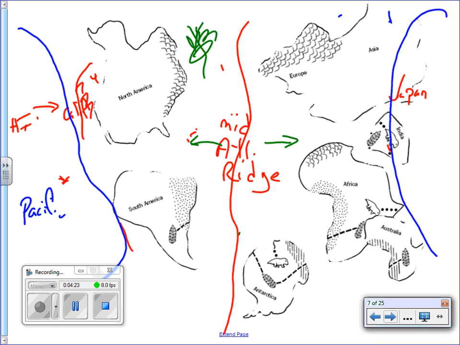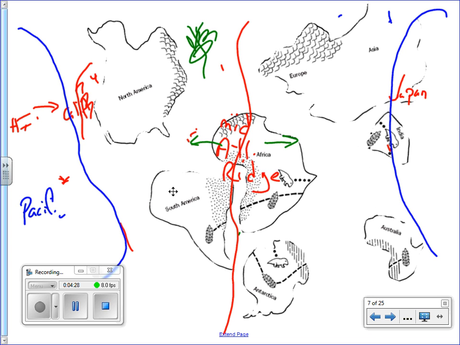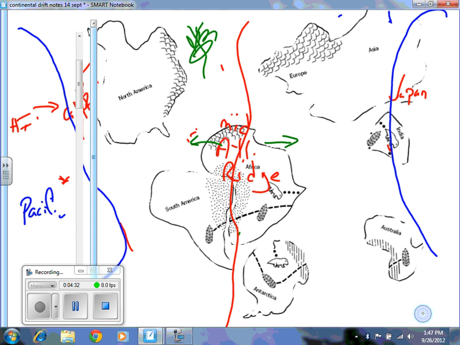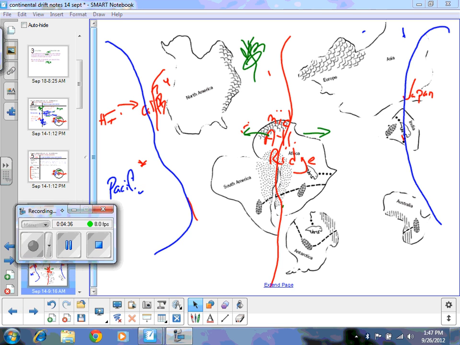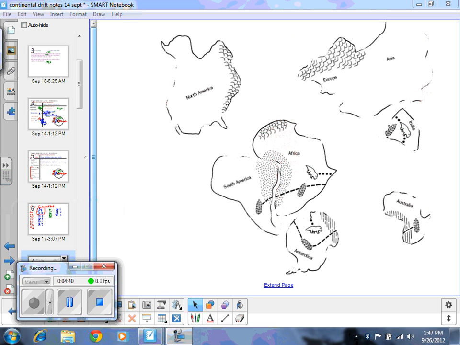The continents, we looked at this map in class. We saw that some of these continents seem to fit together quite nicely. That was one of the first bits of evidence that he saw. And it made him curious about it, and he looked for further evidence after that.